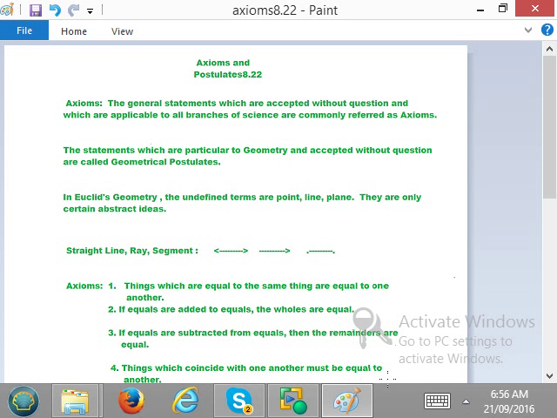First, we will see what axioms are. Some general statements which we accept without any question, and which are applicable to all branches of science, are commonly referred to as axioms. So axioms are general statements which are accepted. When it is particular to geometry, we say it is a geometrical postulate.